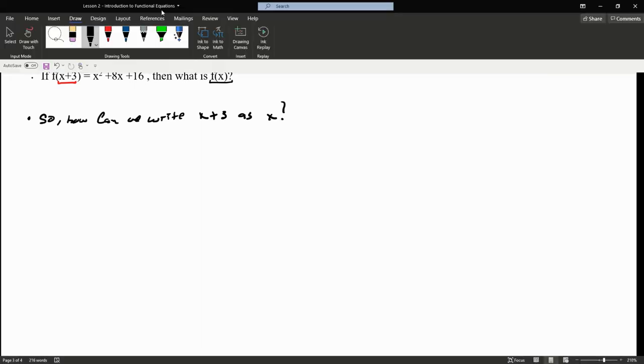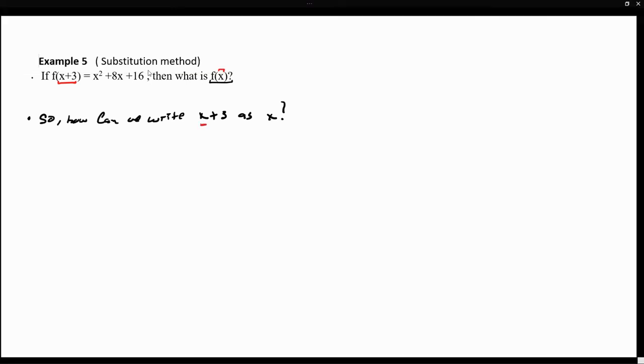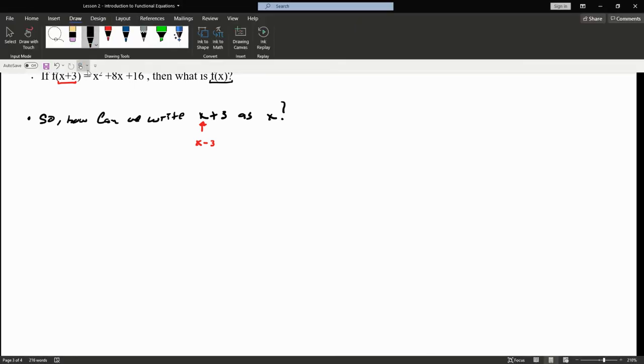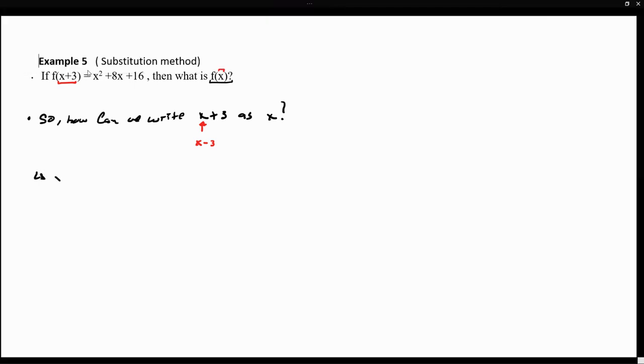Well, notice that one way we can do that is by looking at this x. How about if we let this x be represented as x minus 3? Because notice that if we do that, if we substitute the expression x plus 3 as x minus 3 plus 3, this is going to give us what we wanted, x.